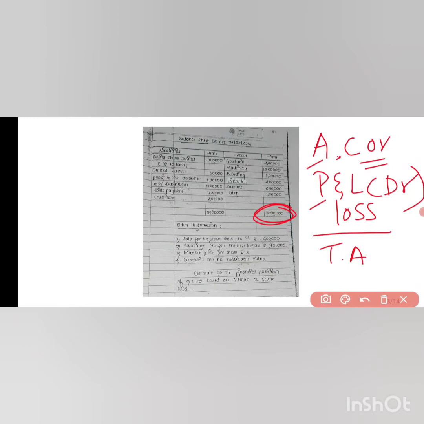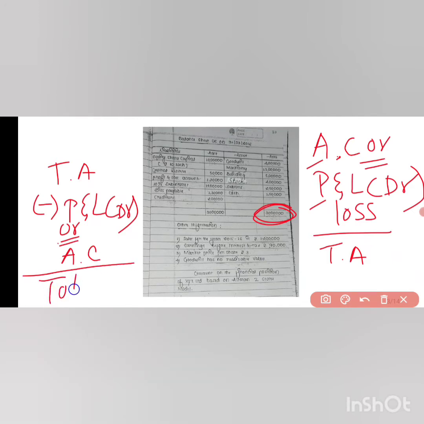Are you getting my point? From the total asset given in the balance sheet, we have to deduct the profit and loss debit balance, or if they give accumulated loss as in your question, then we have to deduct the accumulated losses. Then we get the total asset which we want. Clear with this? This is the first method to calculate the total assets.